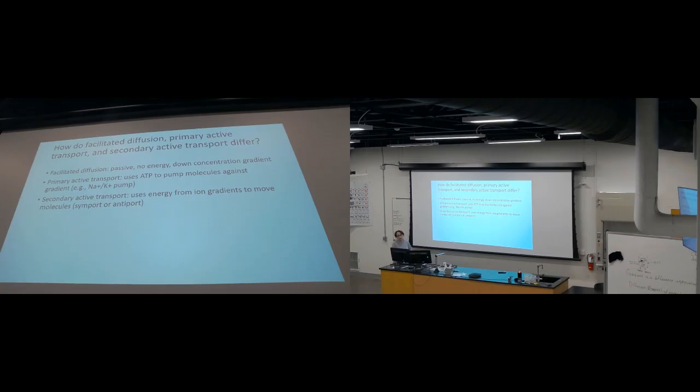So, the difference between facilitated diffusion, primary active transport, and secondary active transport. Again, facilitated diffusion doesn't require energy, and goes down the concentration gradient from more to less. In the case of primary active transport, you have the use of ATP, and in this case, you move the molecules against the concentration gradient, so from less to more.